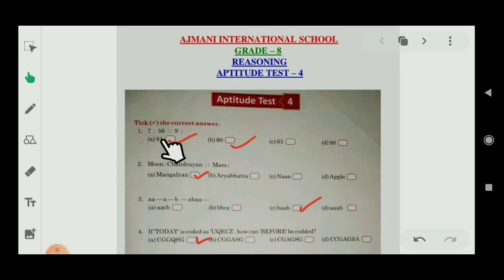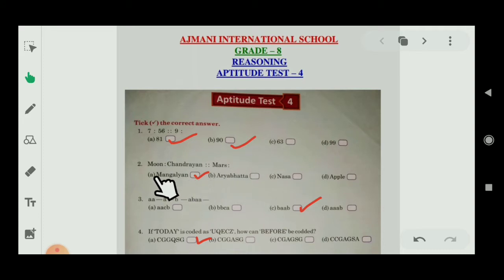That is 7 is to 56 as 9 is to question mark. As we know, the table of 7 has 56, and for 9 it is 72. But students, you can see 72 is not here, so we have to read the next number. That means 9 nines are 81. 81 is there, so it will be right. And 9 tens are 90. We can also see 90 is here, so it will also be right. So option A is right and also option B is right.